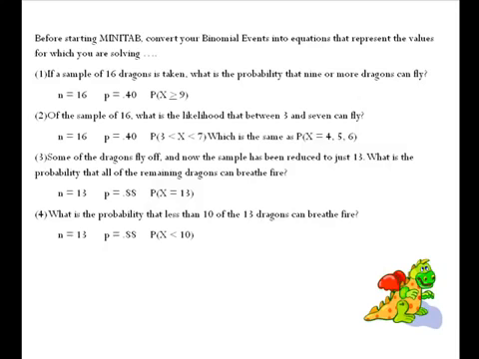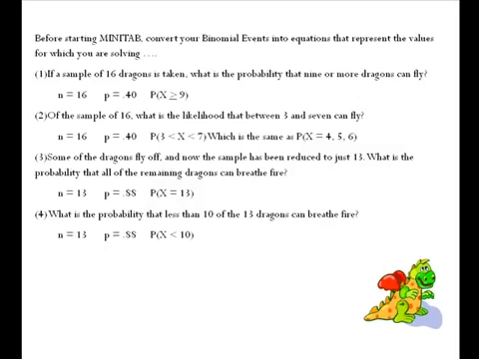Now, what about the number of successes we're looking for? In number 1, I want the probability that 9 or more. That means I want 9, 10, all the way up through 16. So I'm looking for the probability that x is greater than or equal to 9.